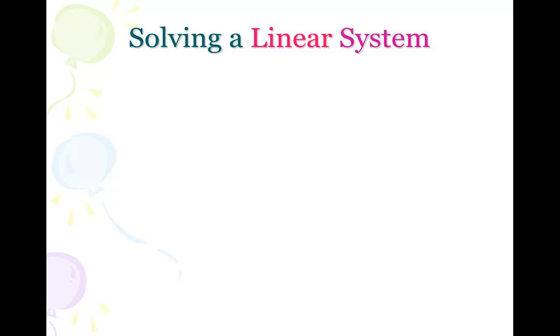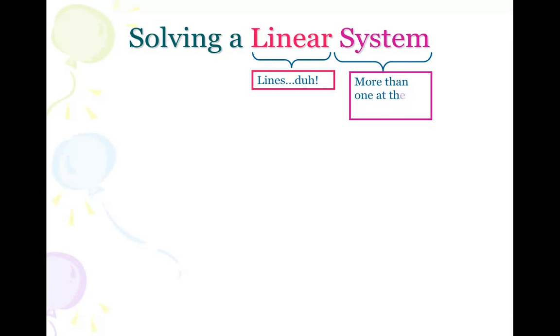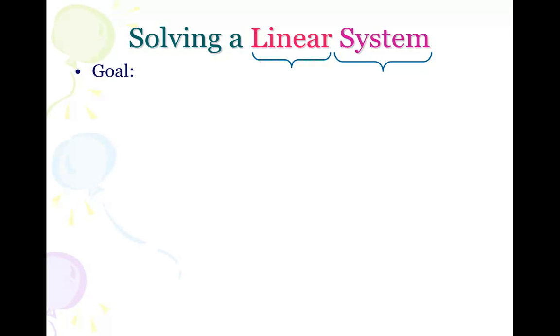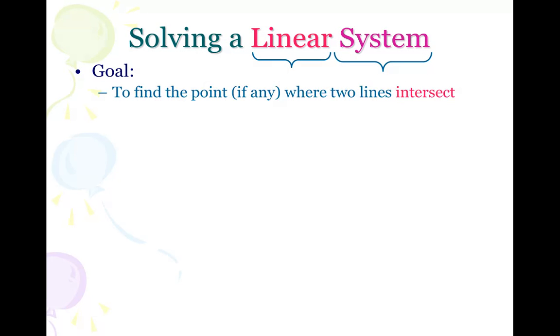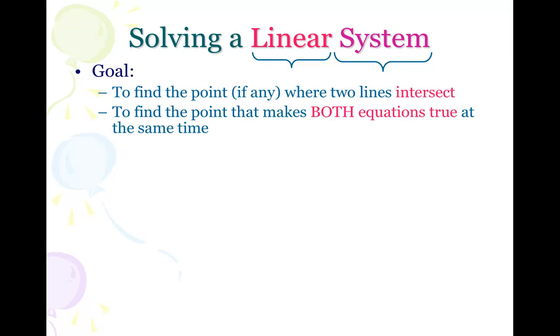So solving a linear system, lines, right? We're working with lines here. A system means that you have more than one at the same time, right? Like they're a system. So our goal is to find the point where the two lines intersect, as I just said. And it's if any, right? Like you can have two lines that never intersect. What are those called? Is it parallel? Right? Or to find a point that makes both equations true at the same time.